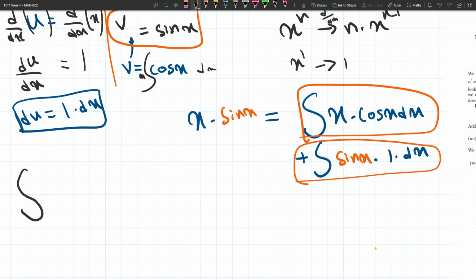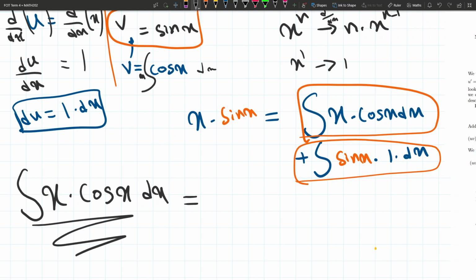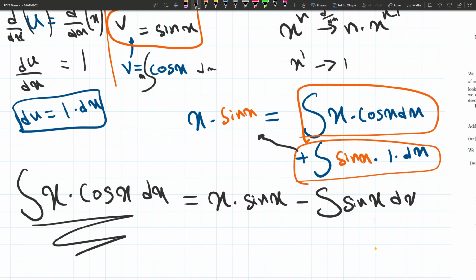So we could say integral of x times cosine x dx, which we originally didn't know how to integrate. Now, as you can see, there's some byproduct. So x times sine x. Then when you bring this to the other side, you're going to subtract. Minus integral of sine x. Now 1 times sine x, it's just going to be sine x, so I'll remove that. And dx.